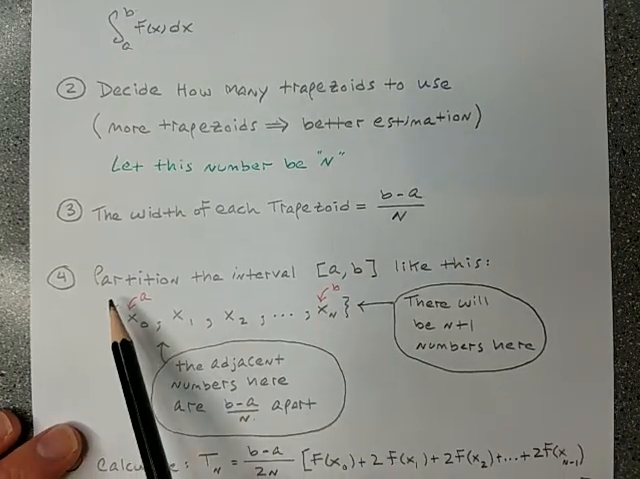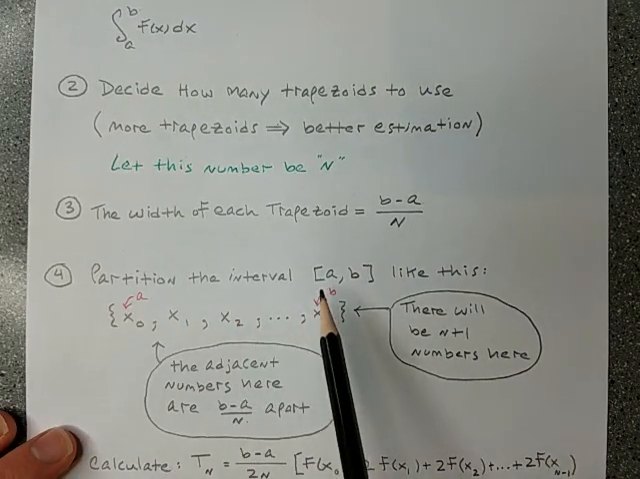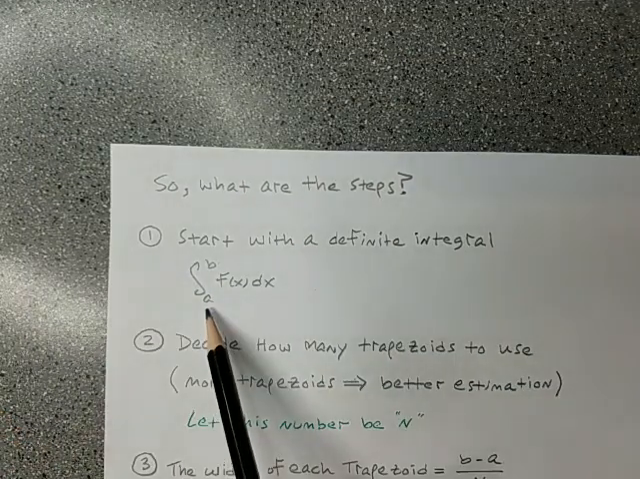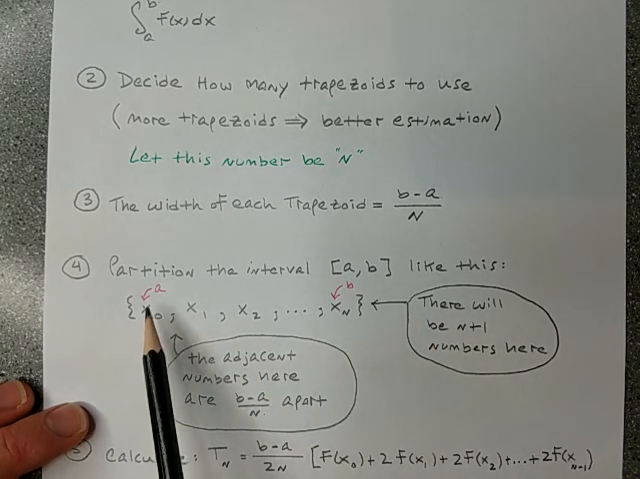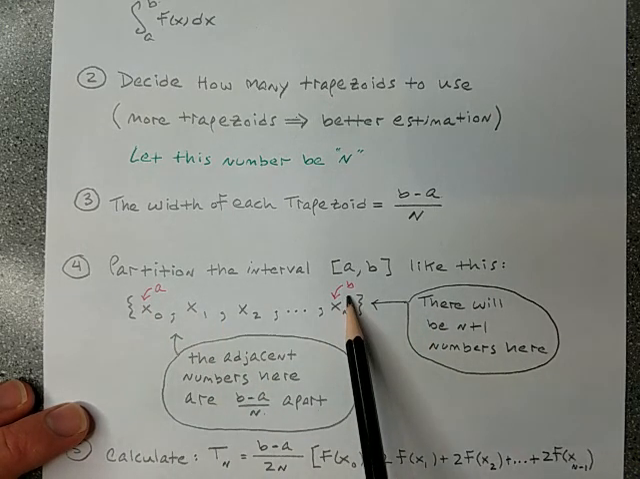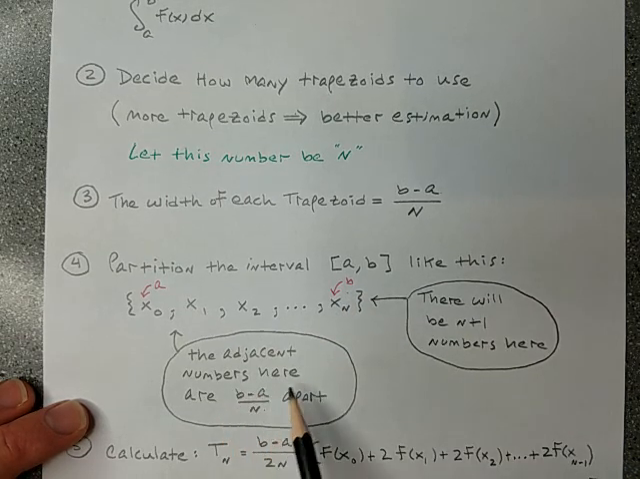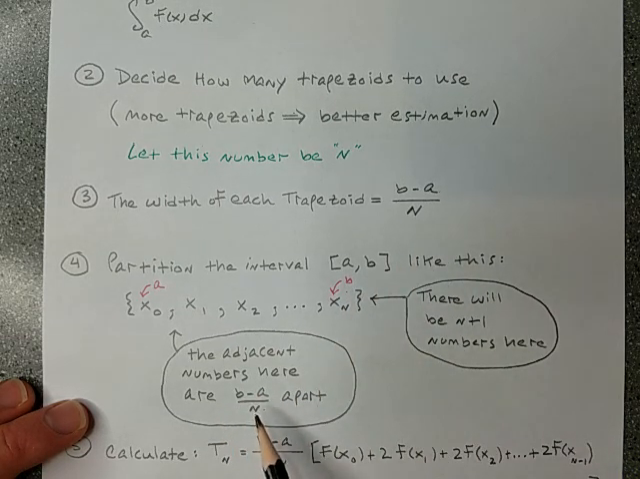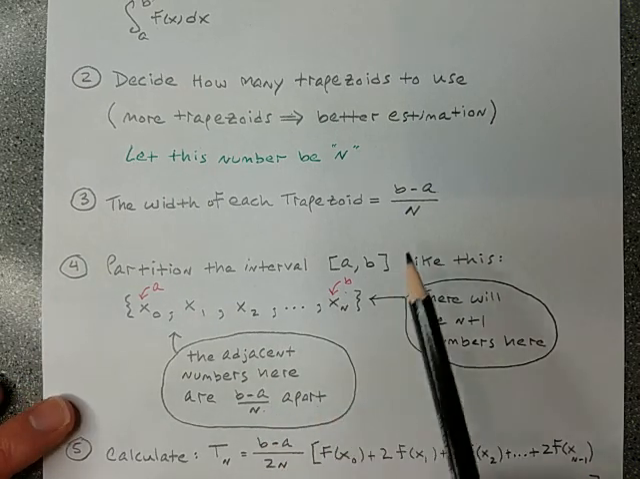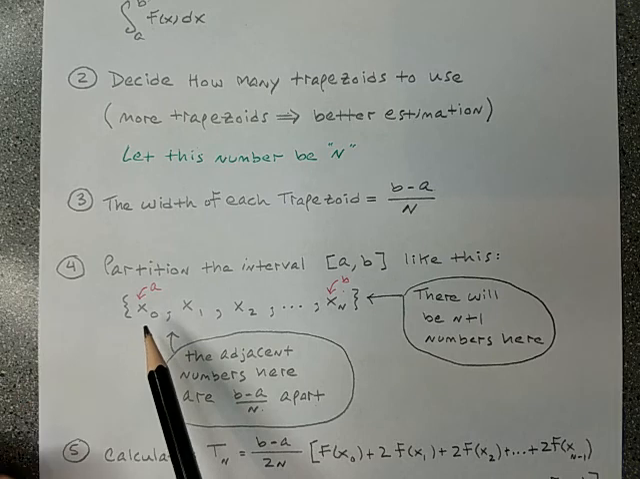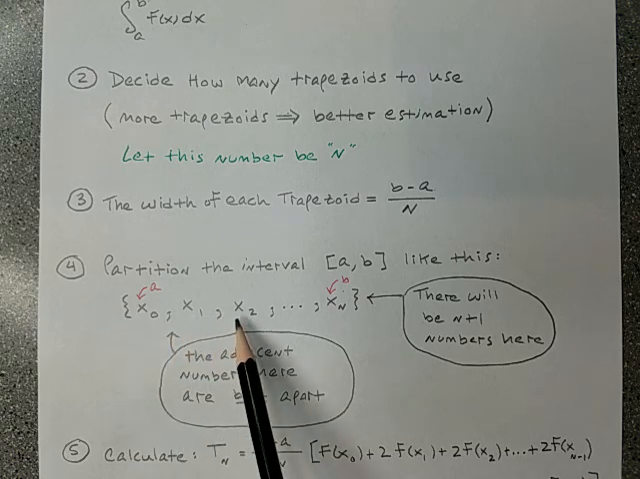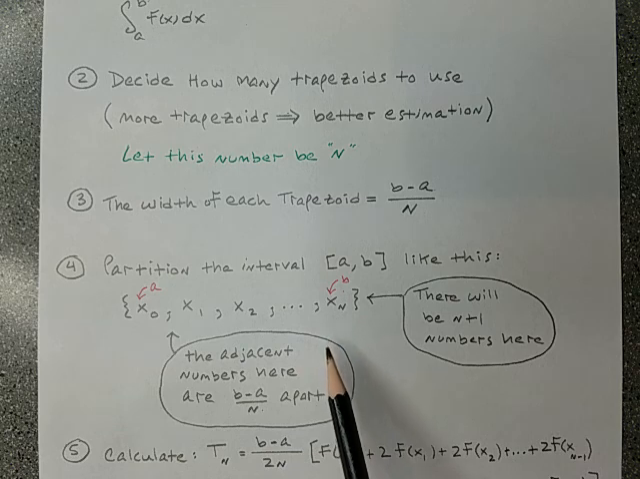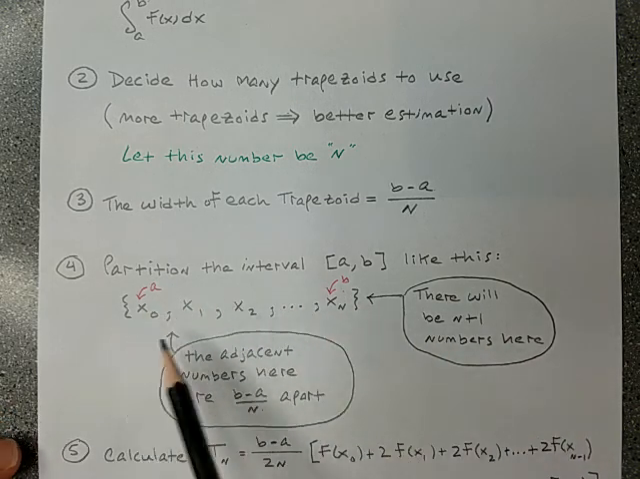Next, we need to come up with this thing we call a partition. We'll partition the interval a to b. A is the lower limit of integration, b is the upper limit. So here's what we do. We count from a to b by the width of the trapezoids. Okay? That's it. So you find the width, you start with number a. We'll call that x sub 0 in our partition. We add that width to that number, and we get the next one, and the next one, all the way through. And there will be n plus 1 numbers in your partition.